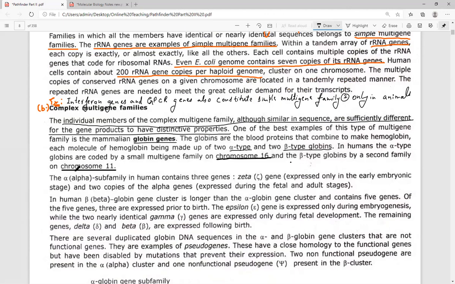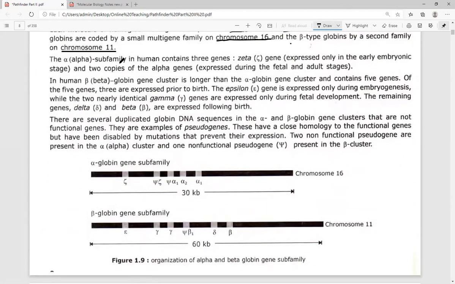Next, you can look here, the alpha globin subfamily in humans contains three genes, and those are the zeta gene and two copies of the alpha gene. You can look here. This is the zeta gene. There is the alpha 1 gene and the alpha 2 gene that is present.